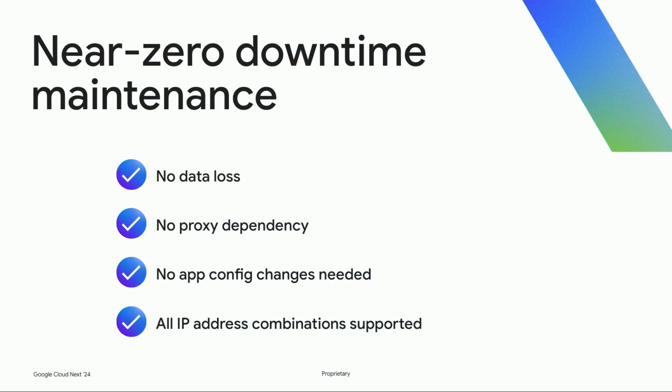Let's start with maintenance. With Enterprise Plus, Cloud SQL introduced near zero downtime maintenance. With near zero downtime maintenance, as your Cloud SQL instance undergoes the quarterly maintenance event, it results in a downtime of less than 10 seconds. And this maintenance event results in no data loss, and it has no proxy dependency whatsoever. As long as you meet the instance configuration criteria, your instance will get a near zero downtime. It does not require any app configuration changes either. The maintenance happens and the instance comes back up with the same IP address so that the app does not need to be changed at all.